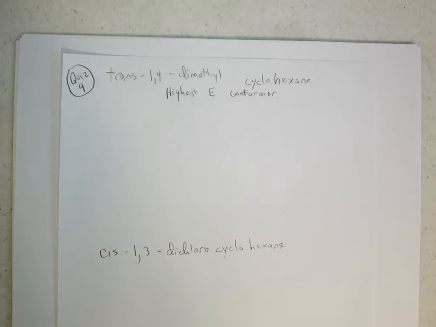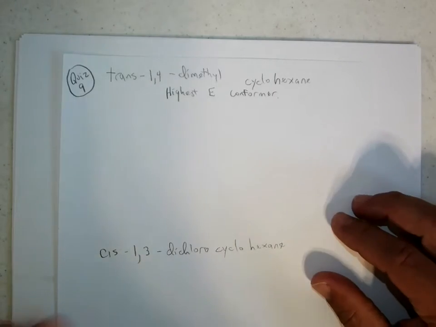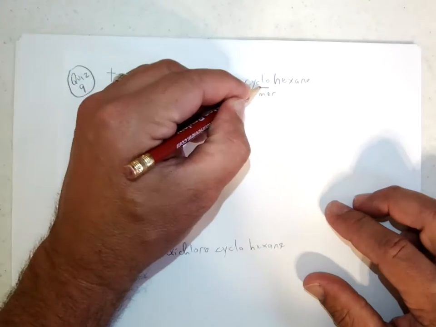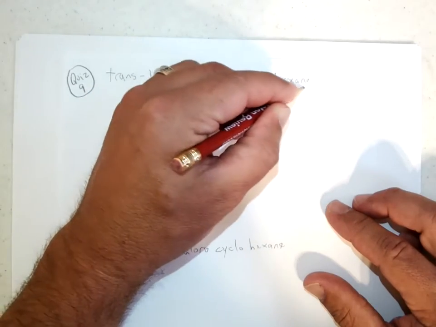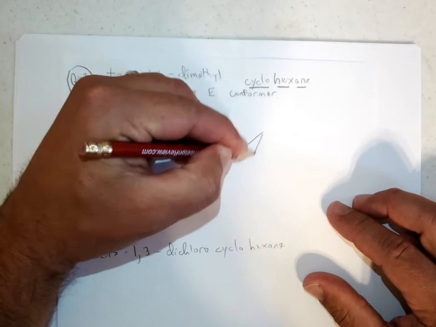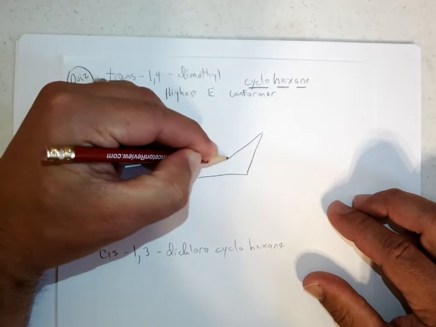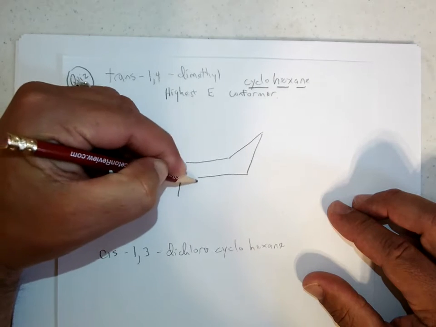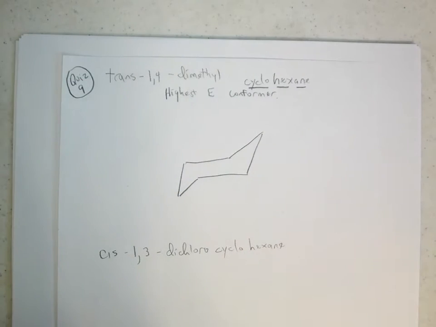So, quiz 9 asked for the highest energy conformational isomer of trans-1,4-dimethylcyclohexane in the chair form. So there is a ton of information involved in this. Cyclo is a ring, hex is 6 carbons, ane is single bonds. And if you've been following along and you have a good handle on this, you'll know that the chair form of cyclohexane is the lower energy conformer.